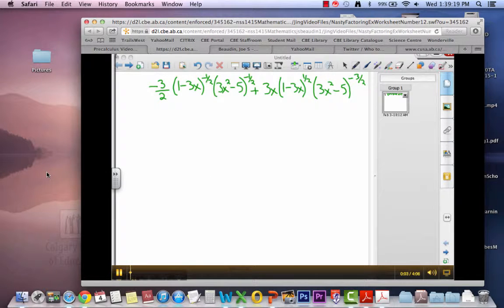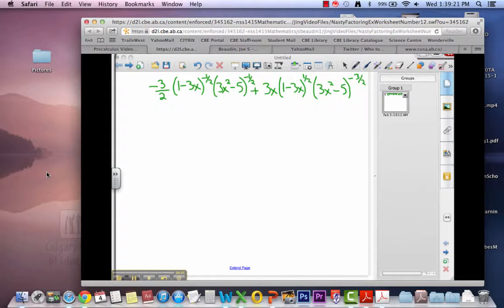Okay, we're about to factor about as nasty a factoring question as we can find. It's got fractions in it as a coefficient, it's got fractions as exponents, the whole deal. So let's see what we can do. I basically have one big fat expression plus another big fat expression.